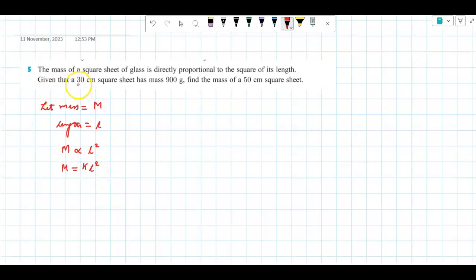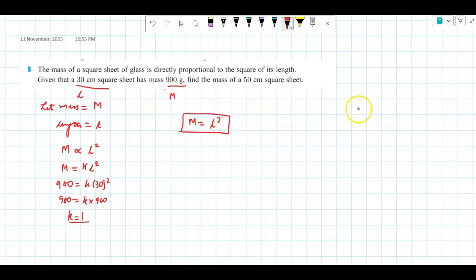Now they'll give you some value in the beginning. Given that this is the length, 30 centimeters, this is the mass. So 900 equals k times 30 squared. That will give you the value of k basically. So 900. 30 square is 900. So what is the value of k? 1. So what will my equation become? So then you do m is equal to, first put this value back. So you get a relation. That's it. You are done.